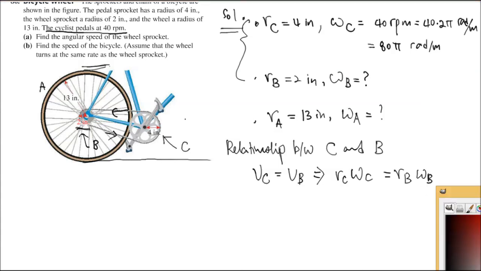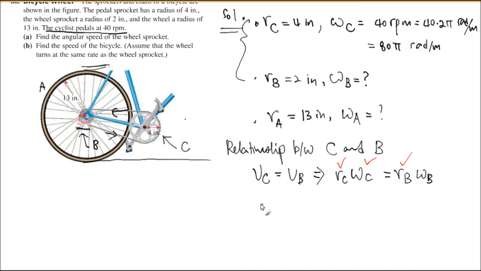This is an equation. See what we know. RC known. Is that right? RB known. Omega B? Not yet. Omega C? Known. So you just solve for omega B, right? Then it's going to tell you that unknown omega B. It's great. Let's do that. RC is 4, R omega? 40 revolution? Not a good idea. 80 pi, right? 80 pi is the one to use. Equals RB, 2 inches, and omega B in radian per minute is what we're looking for.